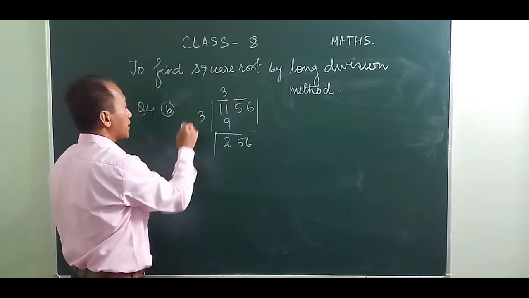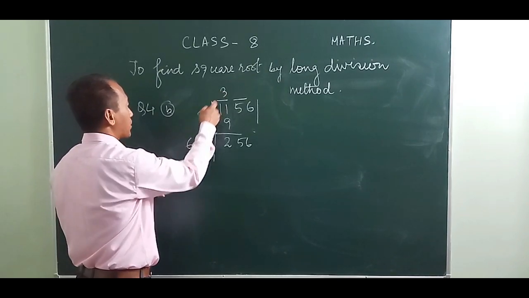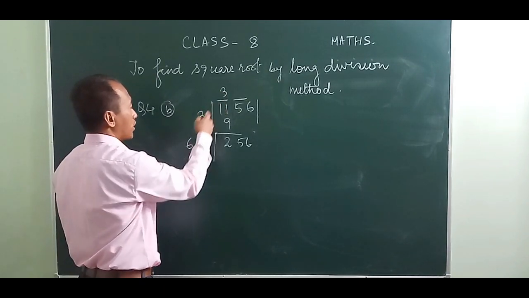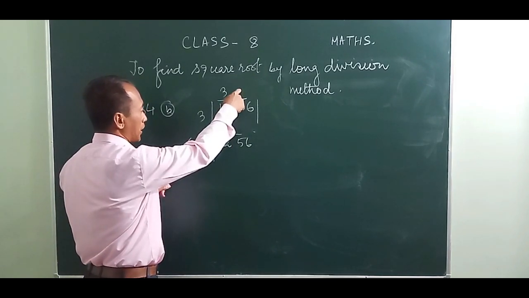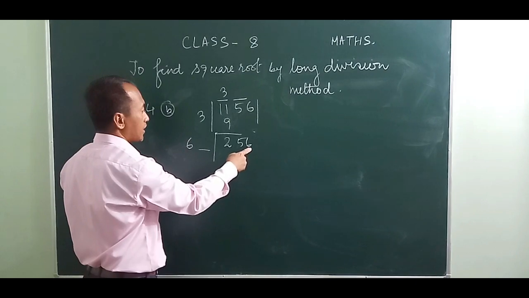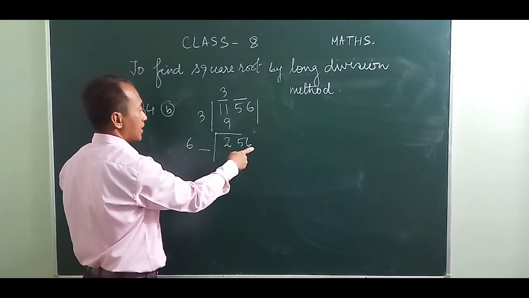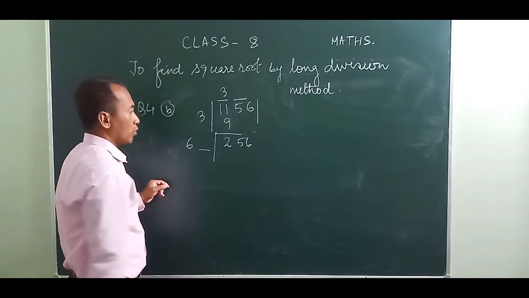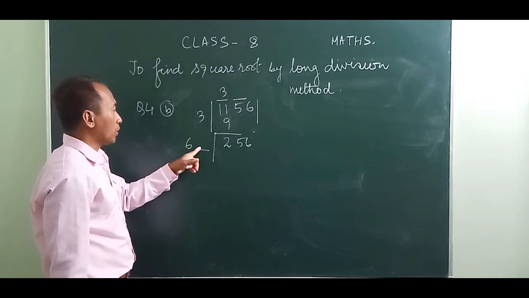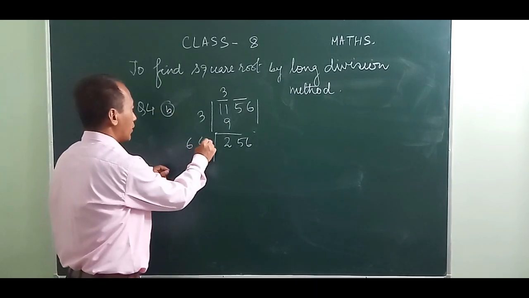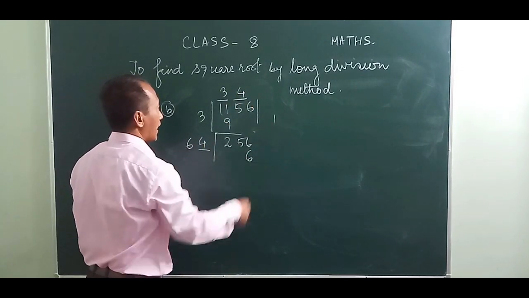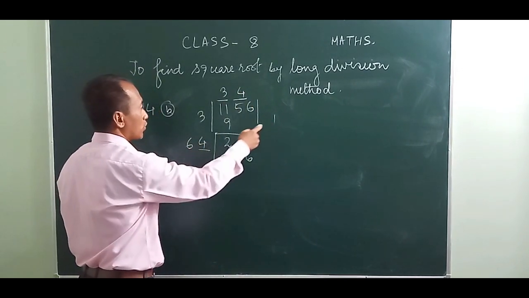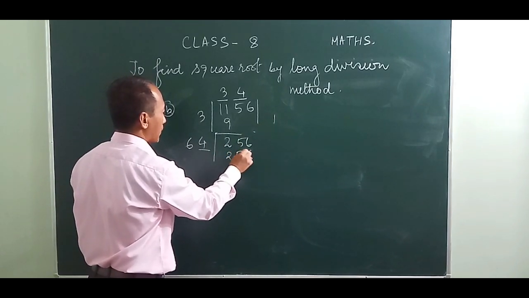Now double of 3 is 6. 3 plus 3, 6. Whatever number you put here, you will have to put here also. So what is the last digit? 6. So what can we do? We can try it with 4. 4 4s are 16. 1 in hand. 4 6s are 24 plus 1, 25.